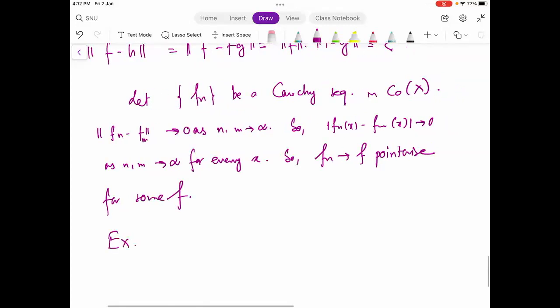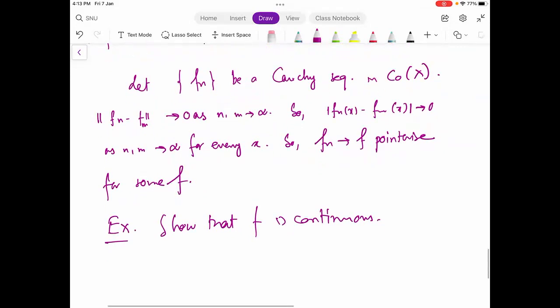Exercise, show that f is continuous. Why is that so? The proof is exactly the same as how you show that a Cauchy sequence in C(X) for X compact has a limit. First you take its pointwise limit and then you show that f is continuous, essentially because it's a uniform convergence. That's why. So show that f is continuous. The second thing you'll have to show is that f belongs to C_0(X).